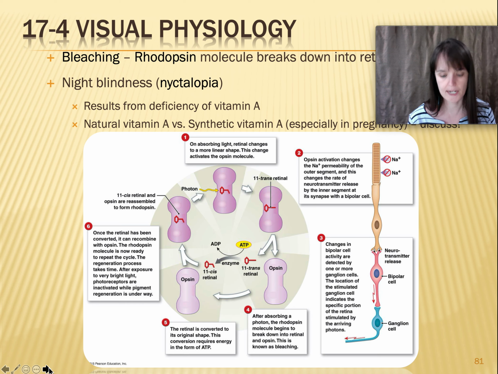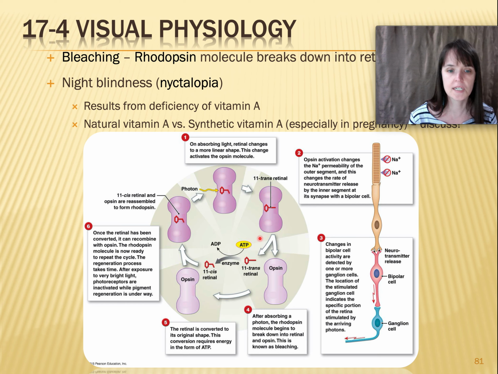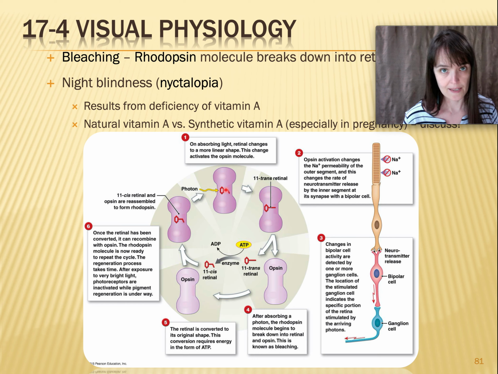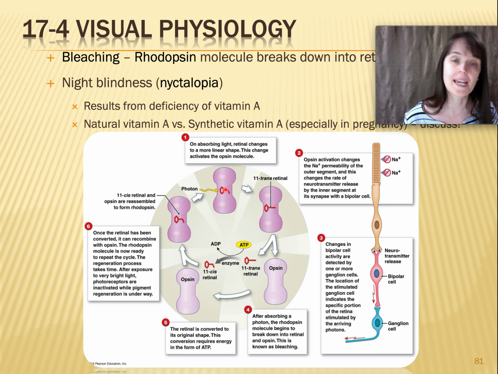So after that is bleaching. The rhodopsin molecule has to be broken down into the retinal and the opsin. Because the photon changed the shape, we actually have to tear the retinal out of the opsin, burn an ATP to change it back, and reinsert it into the opsin before that photoreceptor, that visual pigment, can see again. So it's this whole big complicated thing called bleaching.